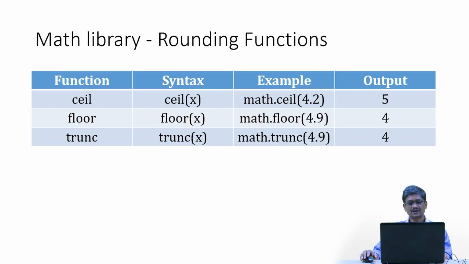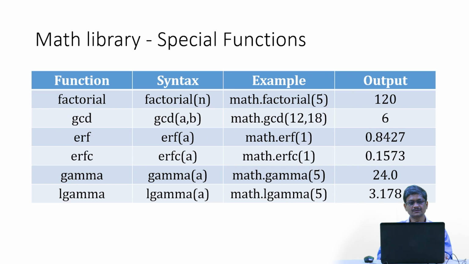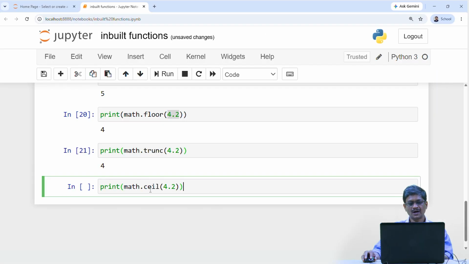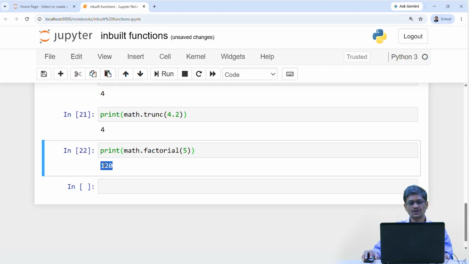Apart from these rounding functions, there are other functions available in the math library. Let us see. These are some special functions. The first function in this case is factorial. If you want to calculate the factorial of, say, the number 5, you just have to type math.factorial in brackets 5, and the output you will get is 120. Let us try this. I'll simply say math.factorial, and I want to calculate the factorial of 5. If I execute this, see, I am getting the output as 120.